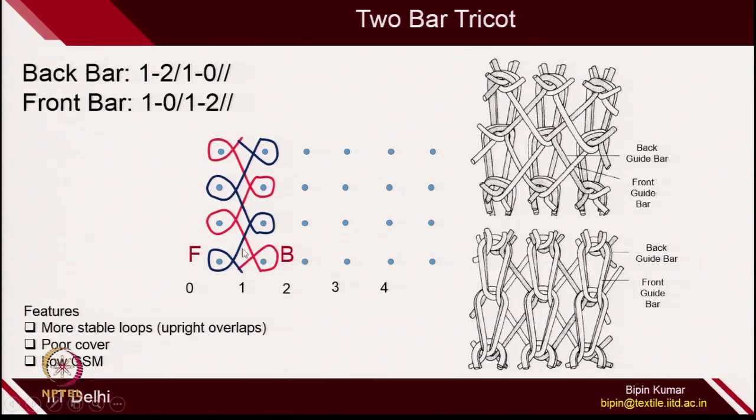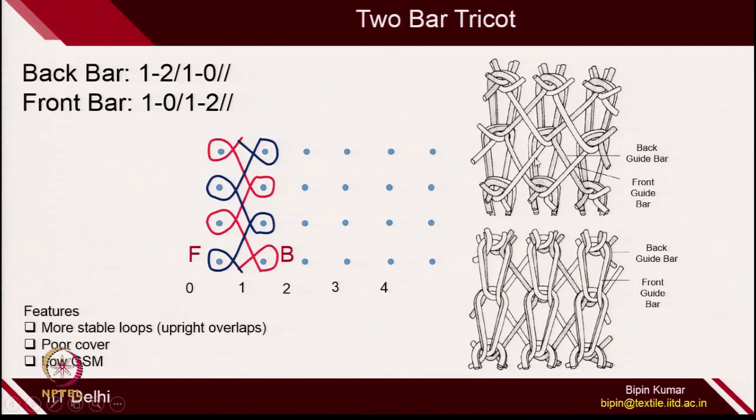Also, if you see, such a fabric has very poor cover, in the sense that the underlaps are just floating between two columns. It is not crossing the columns, due to which the covering aspect is affected. If you see this figure, the underlaps are just floating between two columns. So, the loops are more open and hence the cover of the fabric is poor, and also the GSM will be low in the case of 2-bar tricot.